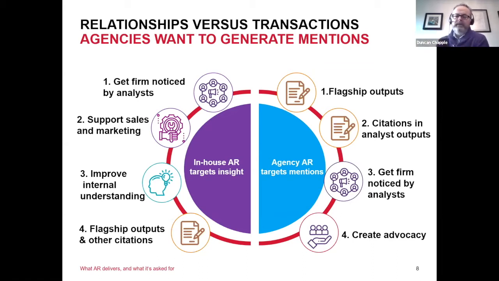However, when we asked people on the agency side what their targets were, what their objectives were, they mentioned flagship outputs. So, Magic Quadrants, Forrester Waves, these flagship pieces of research, quadrants, I suppose, broadly. Citations, so other kinds of outputs, mentions in other analyst outputs, getting mentioned, and creating advocacy. And of course, it would be wrong to say that there's a contradiction between any of these things. If you get more of one of these things, hopefully you're getting more of them. But certainly there's a mismatch that the agencies are really focused on generating mentions, and the inside firms are asking for a range of other things.